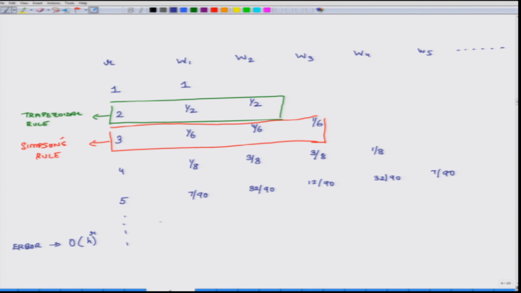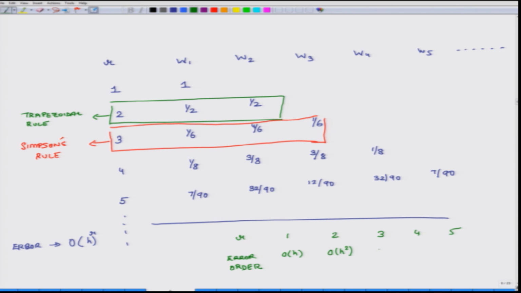So, what does that mean? Here I will construct another table. R can be 1, 2, 3, 4, 5, suppose. Then the order of the error will be O of H for the first, H square for the next, H cube, H to the 4, H to the 5, and so on.